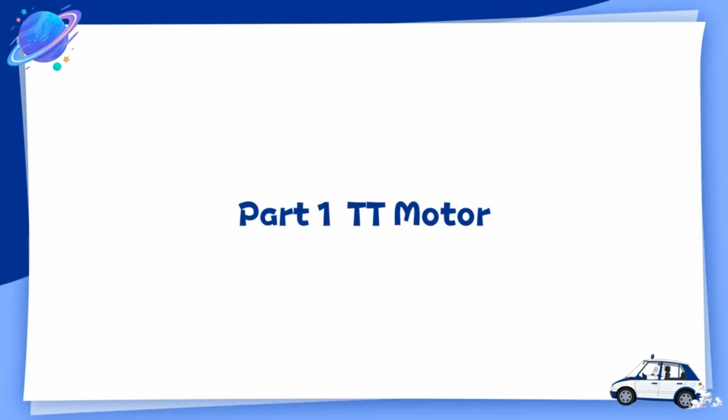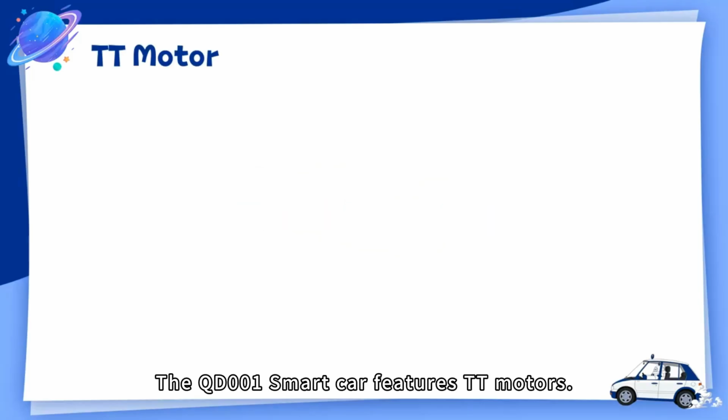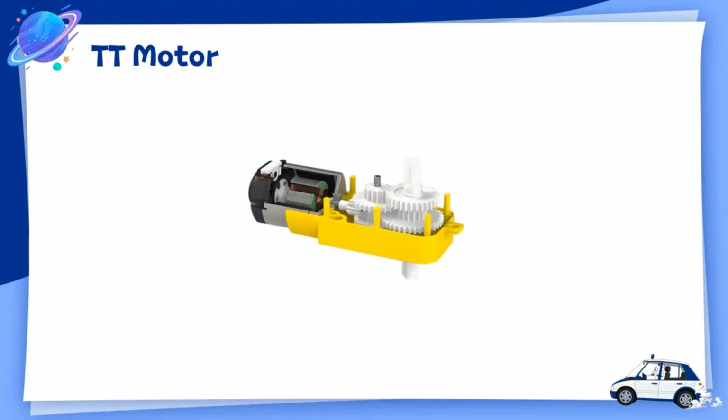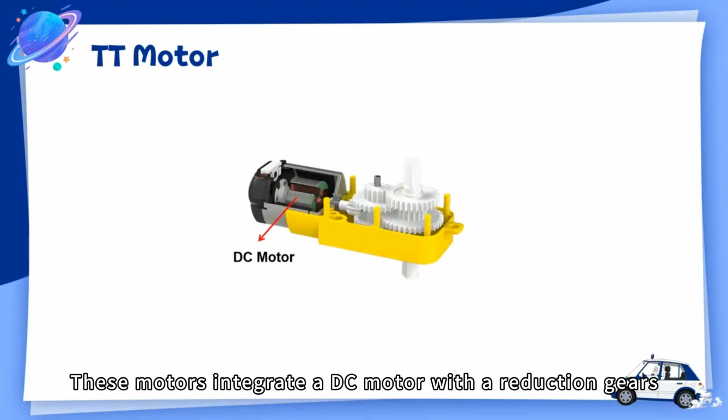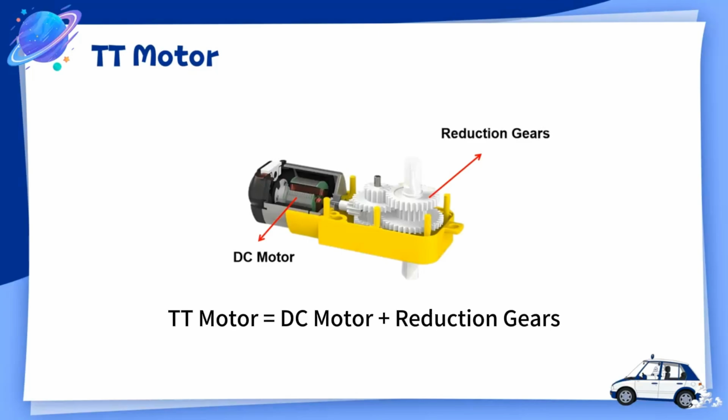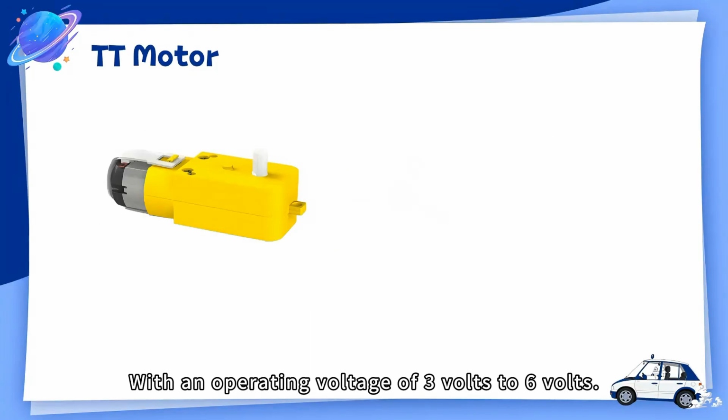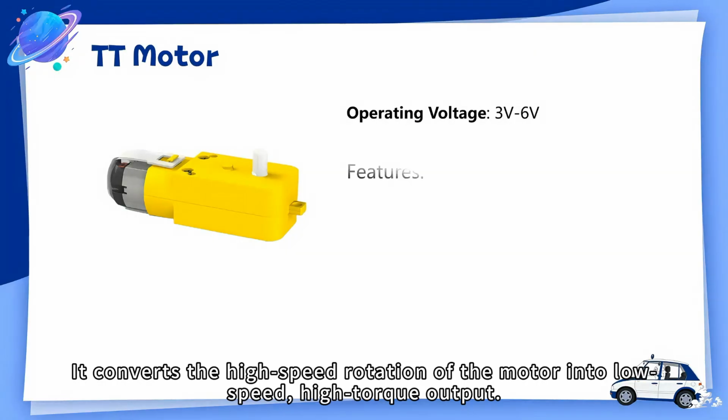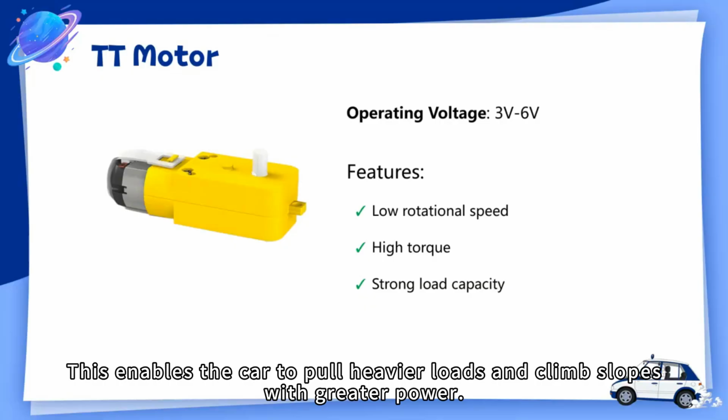Part 1. TT motor. The QD001 Smart Car features TT motors. These motors integrate a DC motor with a reduction gear, with an operating voltage of 3 volts to 6 volts. It converts the high-speed rotation of the motor into low-speed, high-torque output. This enables the car to pull heavier loads and climb slopes with greater power.